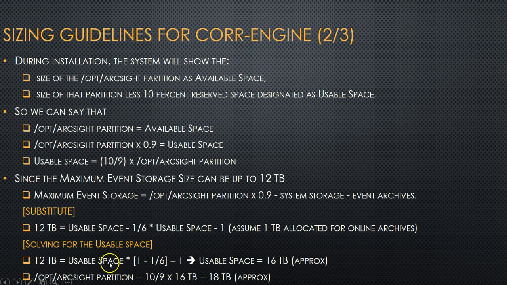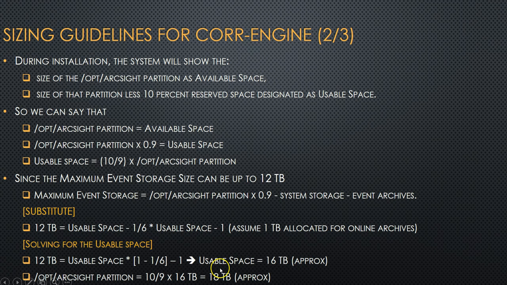Solving for the usable space, we will take the usable space as a common factor. So 1 minus 1/6, minus 1 tera. If you move this one over to that side, it will be 13 tera here, and then you make the subtraction and move it to the other side. When you move it, for sure you will divide 13 by this number. So the usable space will be approximately 16 tera.